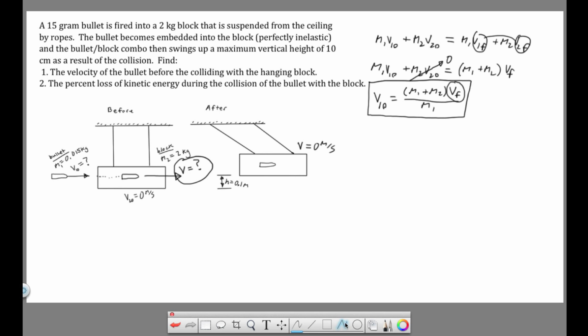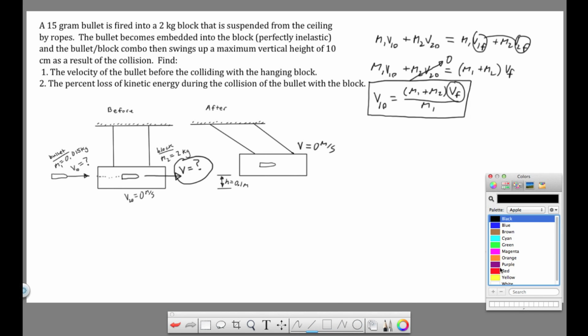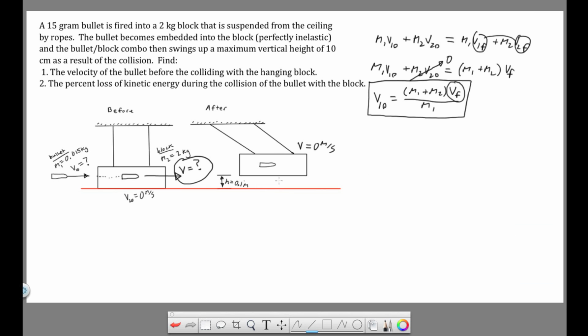Whenever you do conservation of energy, you need to have a 0 point. So the 0 point for this problem, I'm going to put it as a red line here. This is our 0 point right there. So conservation of energy: kinetic energy initial plus potential energy of gravity initial. There's no spring in this problem, so I'm not even going to mention springs. Plus or minus work non-conservative equals kinetic final plus potential of gravity final.